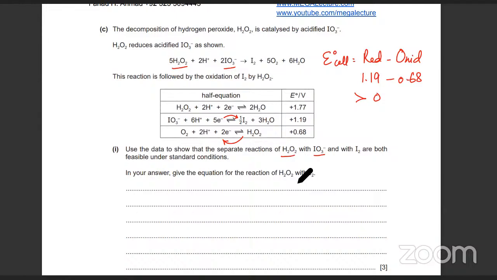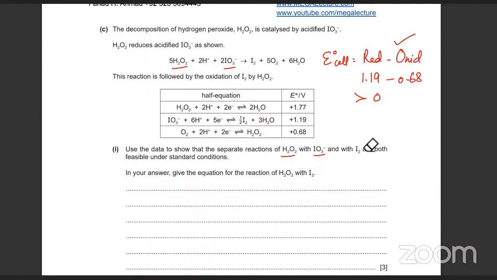Now the other one, H2O2 with I2 as well. Okay, that's the first one. The second one is H2O2 with I2. So you do everything again. He didn't ask for the first one, he already gave you the equation, so that one is already done.